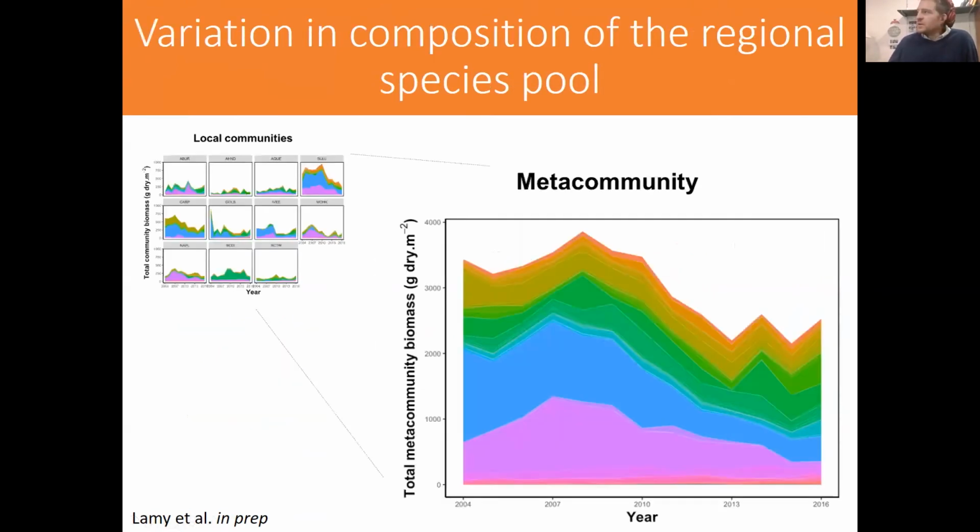Additionally, we can take the data from each of these patches and come up with some estimate of what's happening with biomass and biodiversity at the metacommunity scale. So some estimate of the gamma scale variability in total biomass. So this is variation in total biomass through time. But then we also see fluctuations in species composition within the regional species pool. So this is our gamma scale estimate of metacommunity stability.